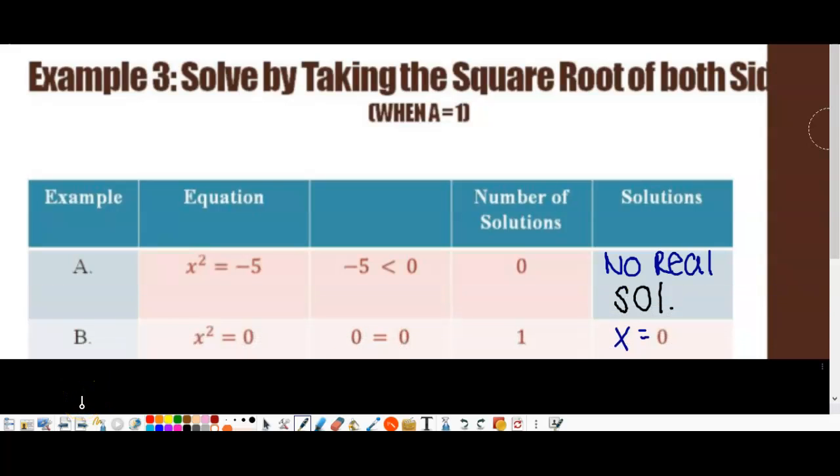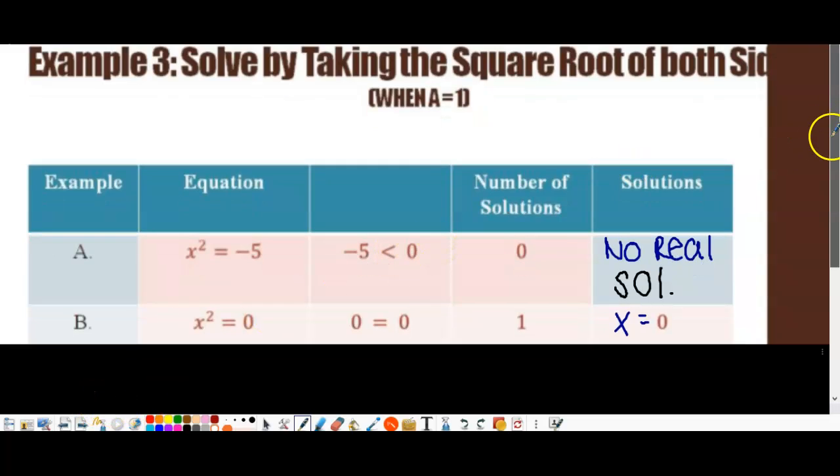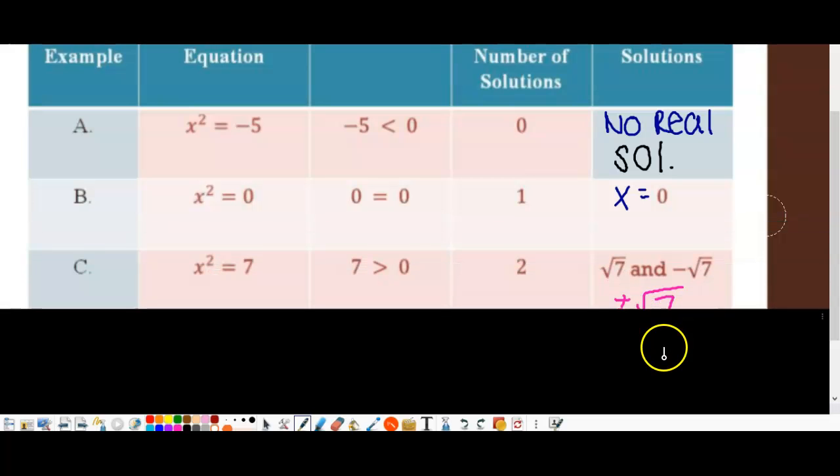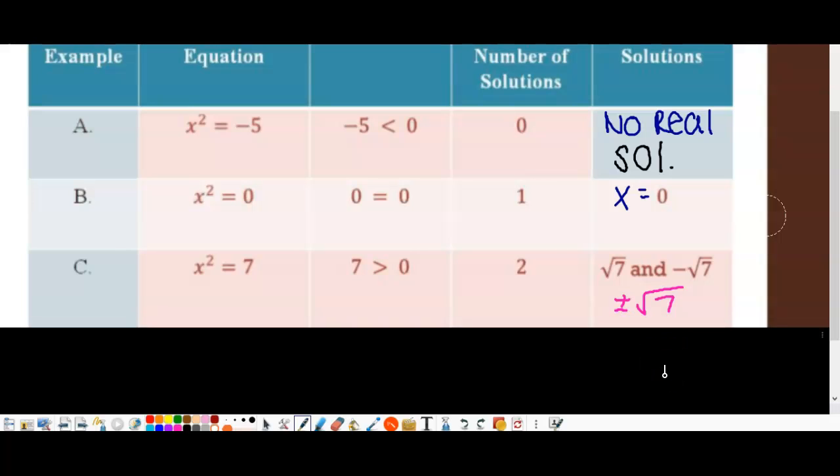If I get x squared equals 0, x times x equals 0, or 0 times 0 equals 0, as Calvin so graciously pointed out earlier. And then the last case is you have x squared equal to 7. Is 7 greater than 0? Yes. Therefore, you have two solutions, and those solutions are the positive square root and the negative square root.